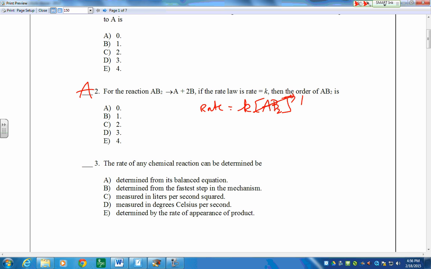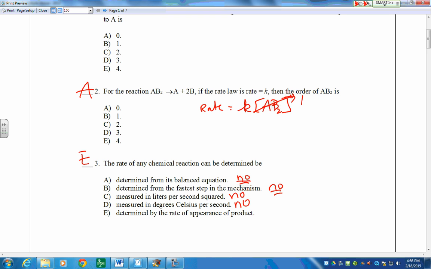The rate of any chemical reaction can be determined from its balanced equation. Nope. The rate is determined from the sum of the elementary steps up through the slowest step. Is it determined from the fastest step in the mechanism? No, it's determined from the slowest step in the mechanism. Is it measured in liters per second squared? No. Is it measured in degrees Celsius? No. Is it determined by the rate of the appearance of product?